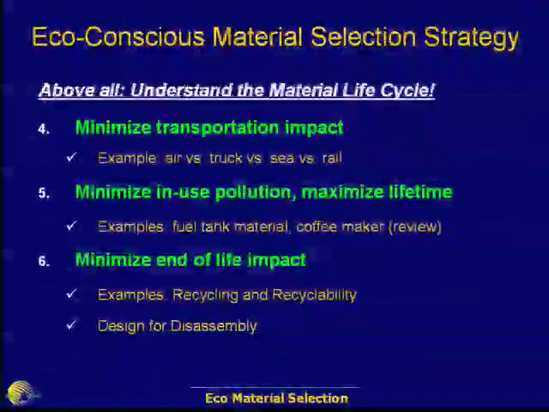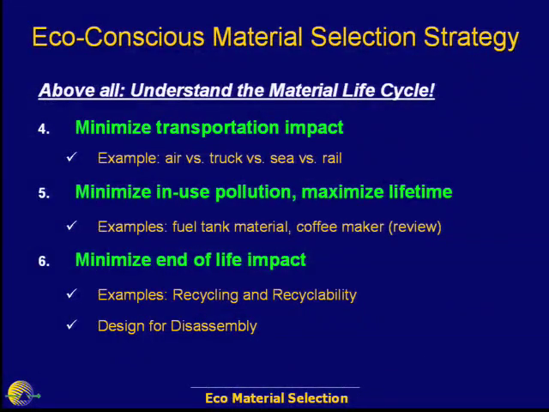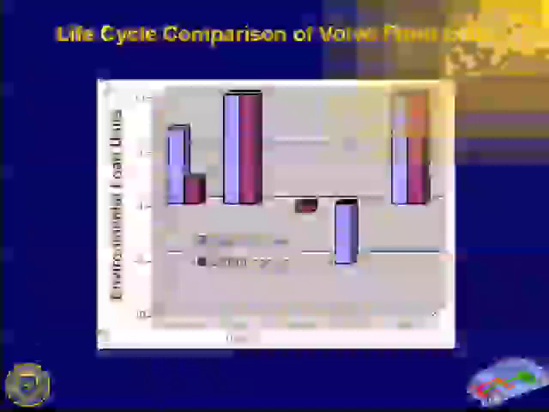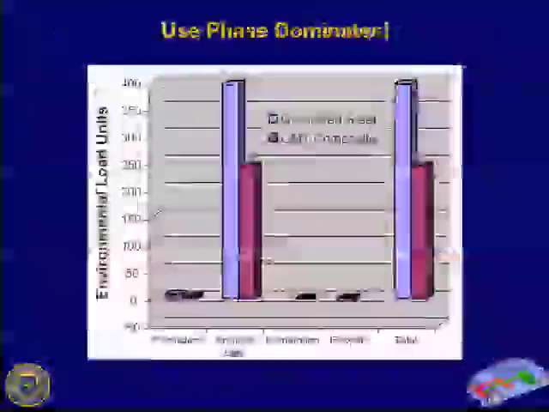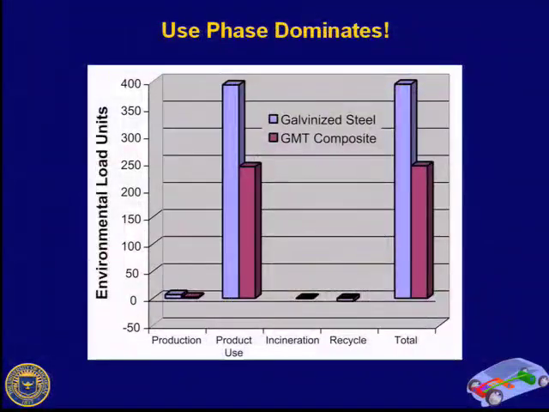Transportation impact, we'll look at Eco Indicator 99 metrics for air versus truck versus sea versus rail. Again, use this fuel tank material example. Look at a plastic fuel tank versus a steel fuel tank and show basically the life cycle impacts of that selection. Okay, so this is a familiar example. Won't go through it again. It just basically demonstrates that material selection is not just about the material selection. It's about the life cycle.